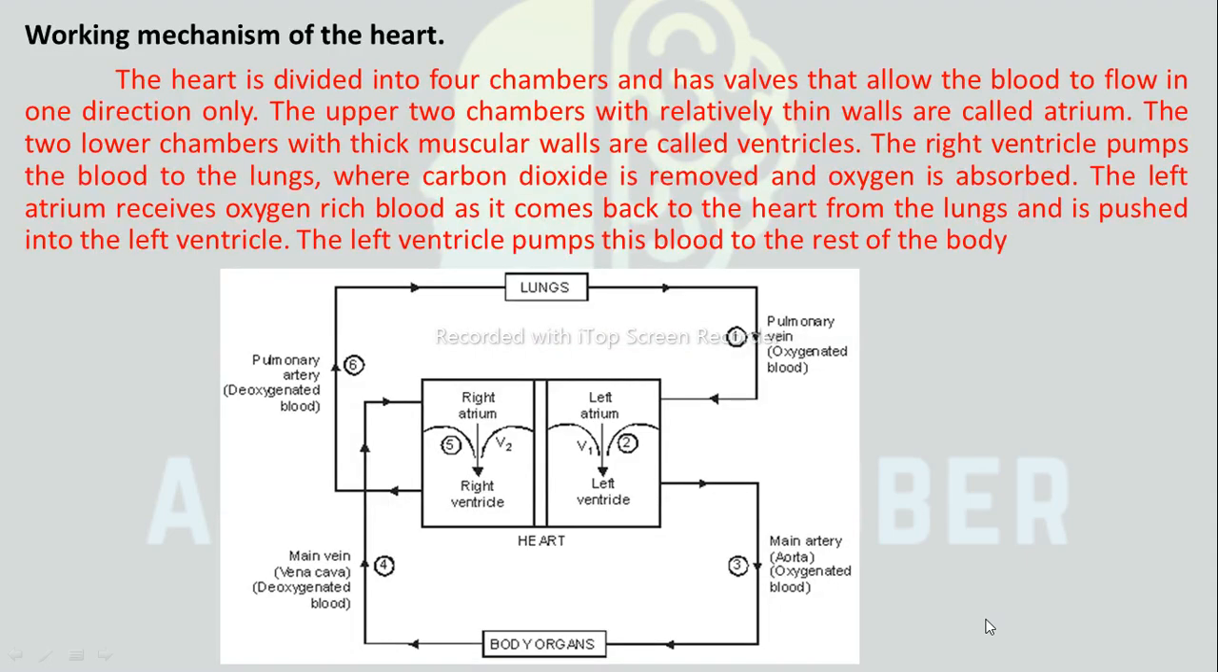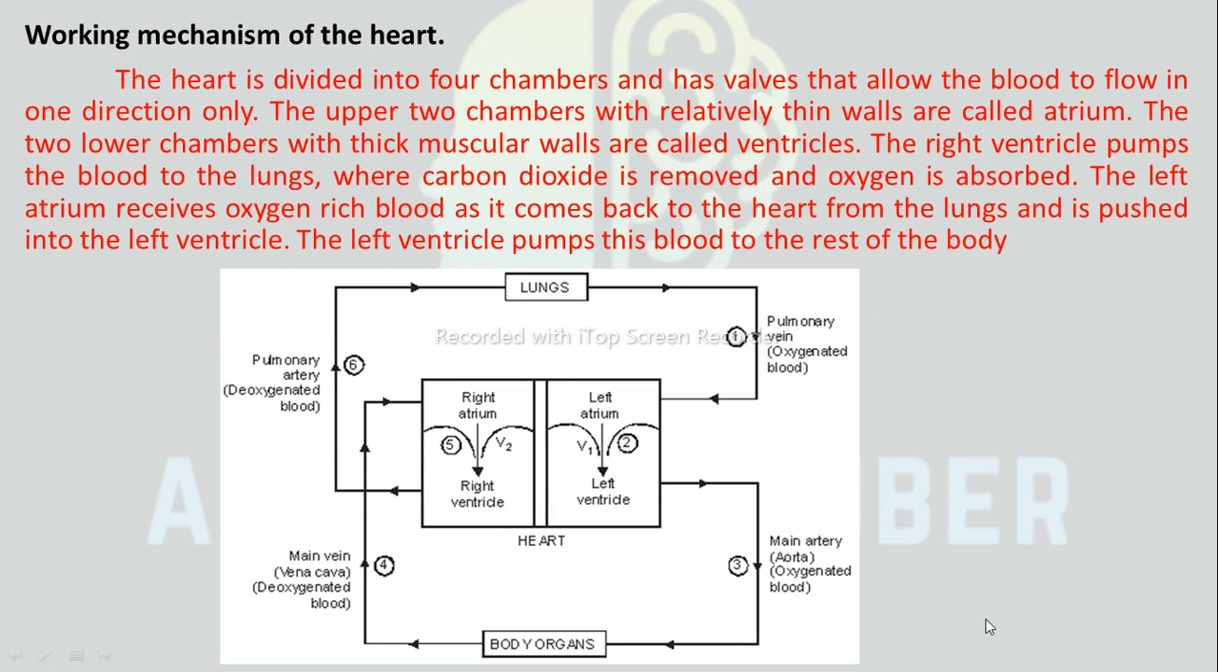The heart is divided into four chambers and has valves that allow the blood to flow in one direction only. The upper two chambers with relatively thin walls are called atria. The two lower chambers with thick muscular walls are called ventricles. The right ventricle pumps the blood to the lungs, where carbon dioxide is removed and oxygen is absorbed.